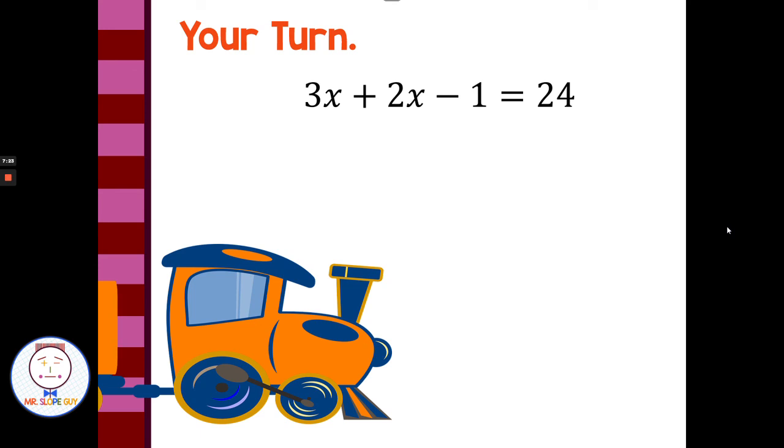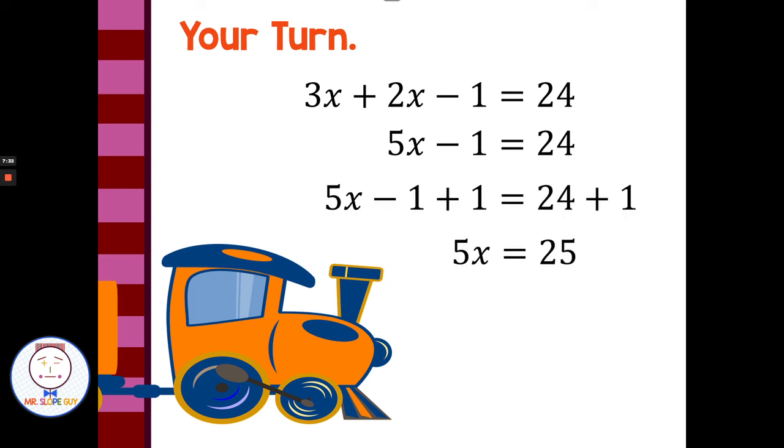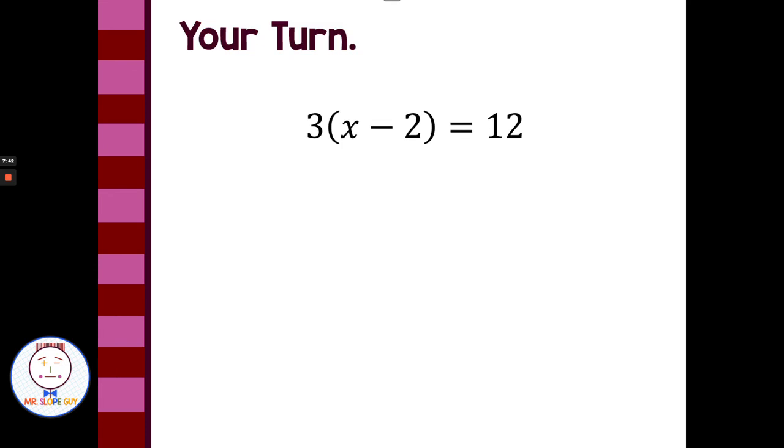All right, welcome back. We got some like terms here. 3x plus 2x is 5x. Minus 1 equals 24. Add 1 to each side. 5x equals 25. Divide both sides by 5. And x will equal 5. All right, last one. Let's give this one a try. Pause the video here and see how you do.